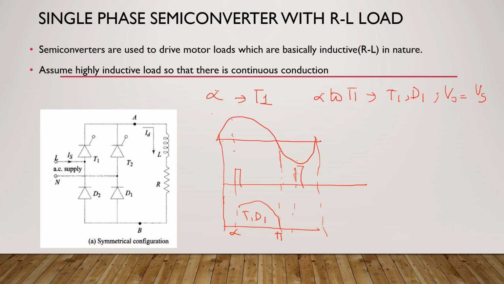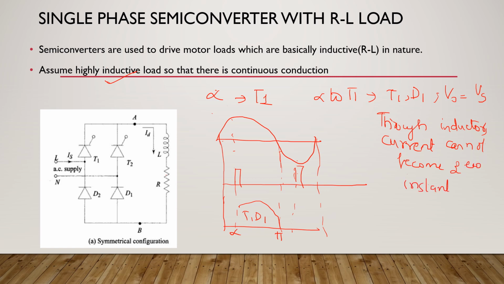The problem is we have got an inductive load here. An inductive load has a property, and we are speaking about a very highly inductive load. When we have an inductive load, the current through an inductance cannot instantaneously change. So through an inductor, the current does not change instantaneously. It cannot suddenly become zero. Current cannot become zero instantaneously.